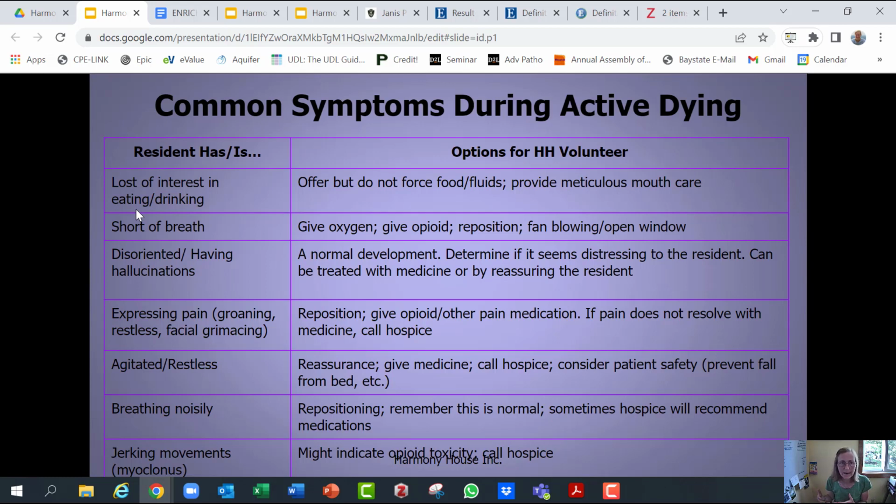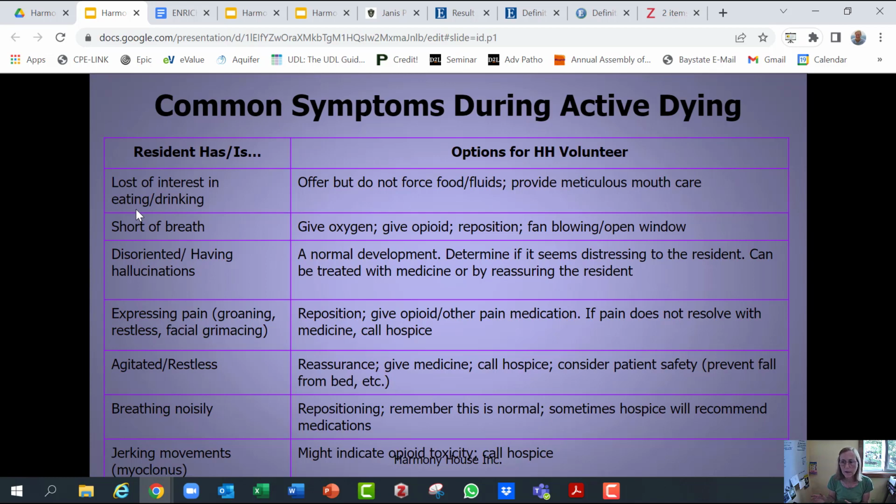Hallucinations that may be benign or actually comforting may be in the form of a vision of a previously deceased family member that's coming to visit. "My grandmother is sitting over in the corner," and if it doesn't seem distressing, we leave it to be. We don't try to redirect or correct what they're saying. "There's nobody over there in the corner."